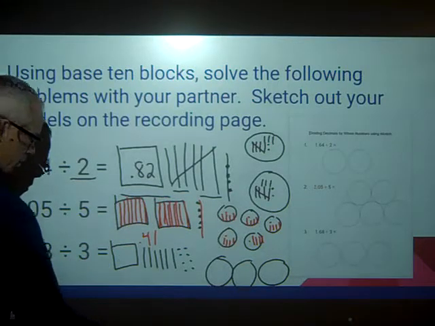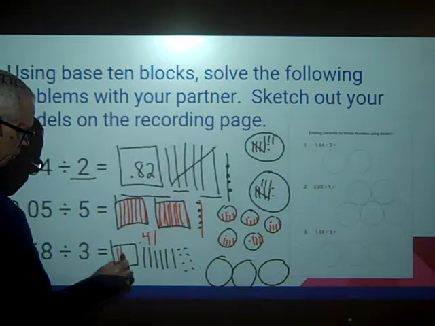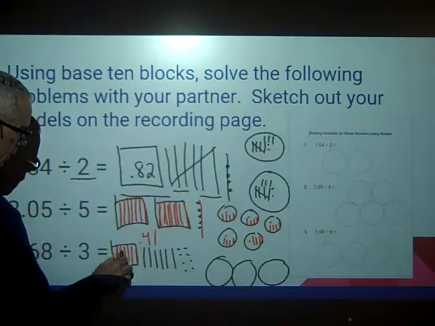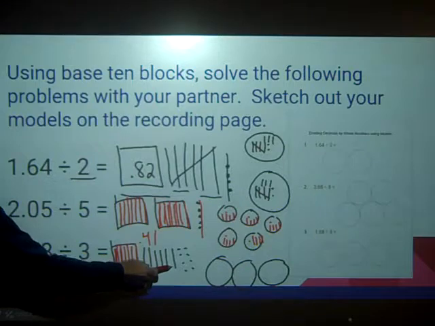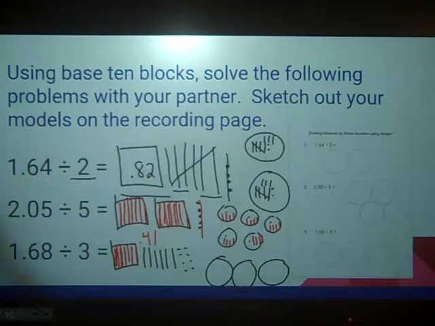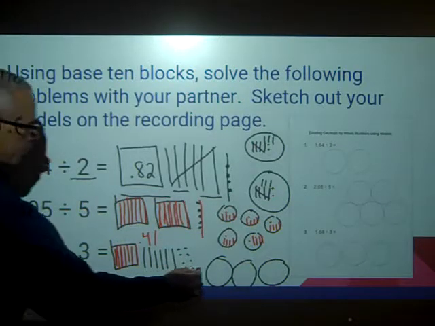So I've got 10 pieces. Now I've got 10 plus 6 gives me 16. How many can I put evenly into those 3 if I do it evenly? If they each get 5, how many's left? 1. So I'll put 5 in each one.